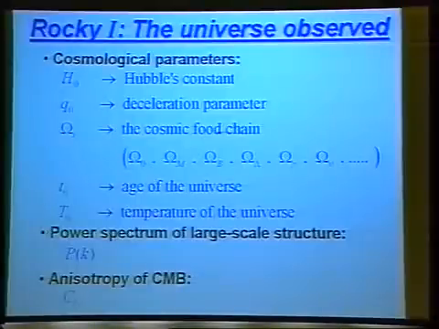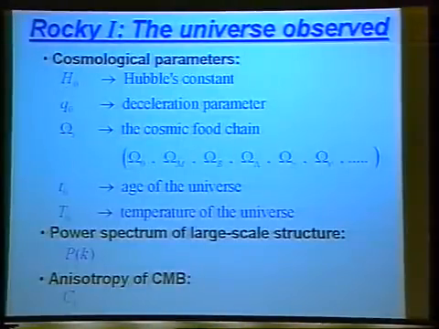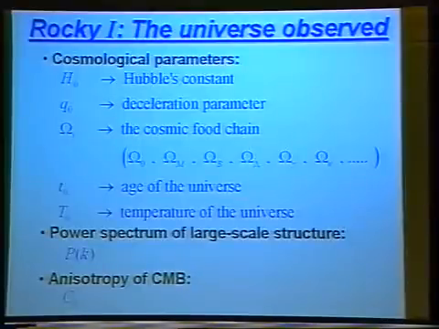So today's lecture, The Universe Observed, will just be a review of cosmological parameters. Included in cosmological parameters are Hubble's constant and the deceleration parameter, as it's traditionally known, but as we shall see, perhaps it should be called the acceleration parameter rather than the deceleration parameter. I will talk about something that I like to refer to as the cosmic food chain: what's important in the universe today in its contribution to omega.